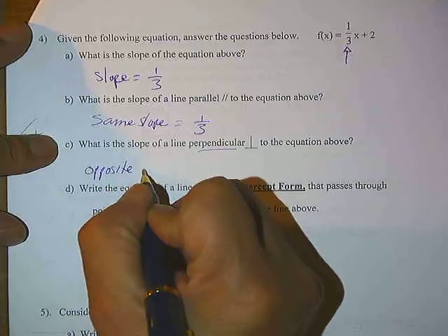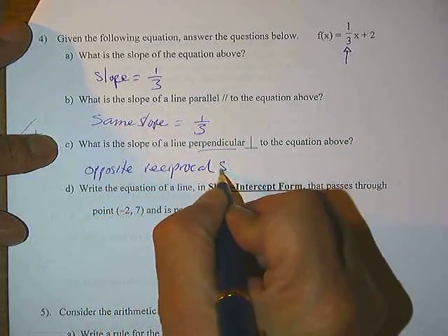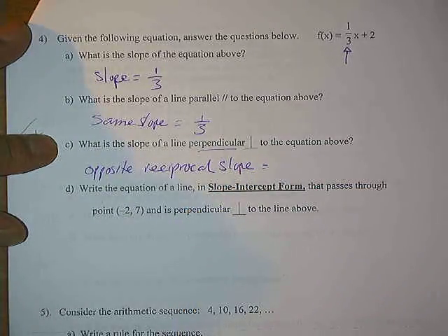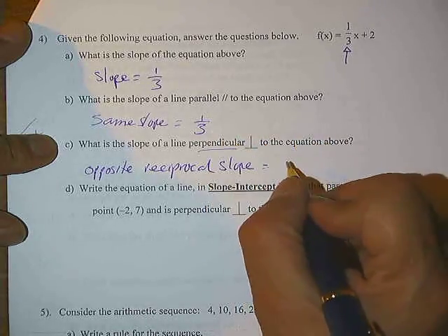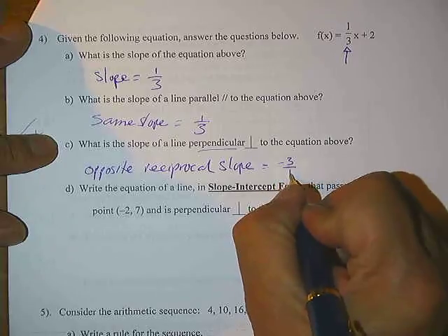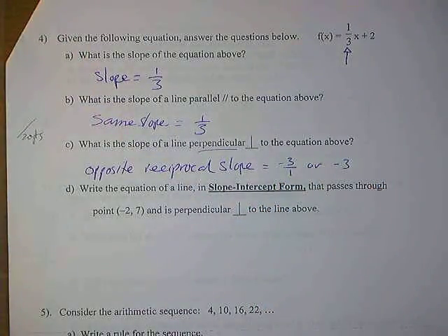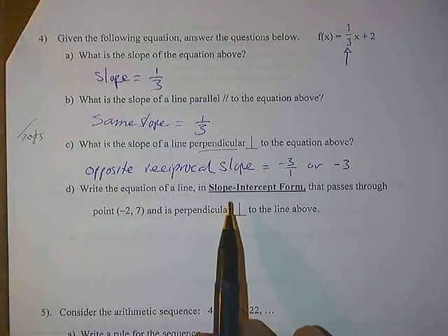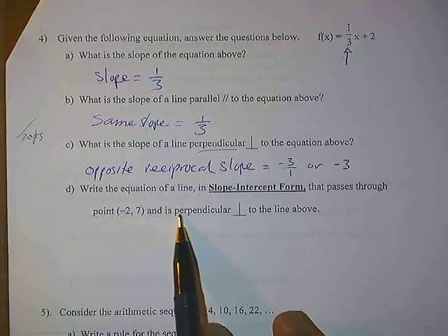And then question C says, what is the slope of a line that is perpendicular to the equation above? Well, if it's perpendicular to this, then the slopes are going to be, what is it called? Opposite reciprocal. So parallel lines have the same slope, perpendicular lines have slopes that are opposite reciprocal. And the opposite reciprocal of 1/3 would be -3/1 or -3.